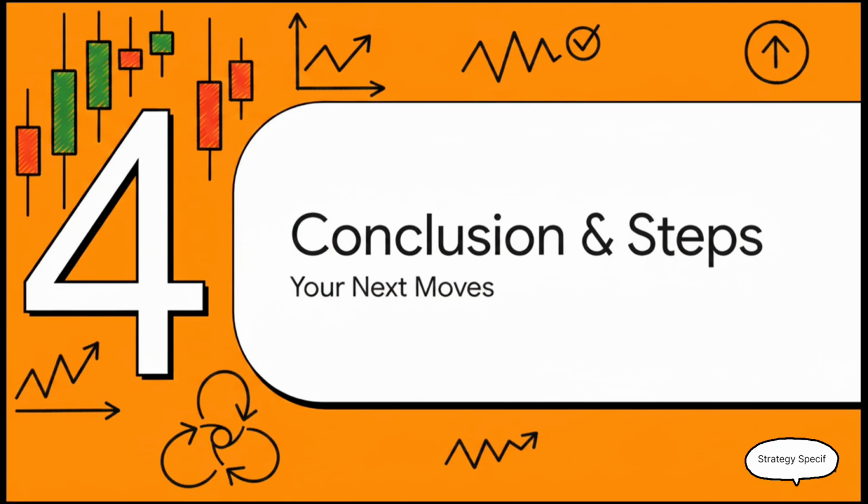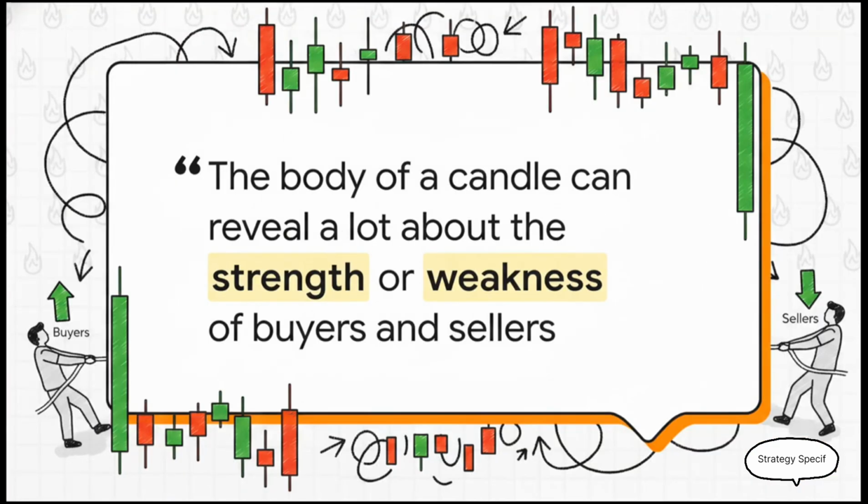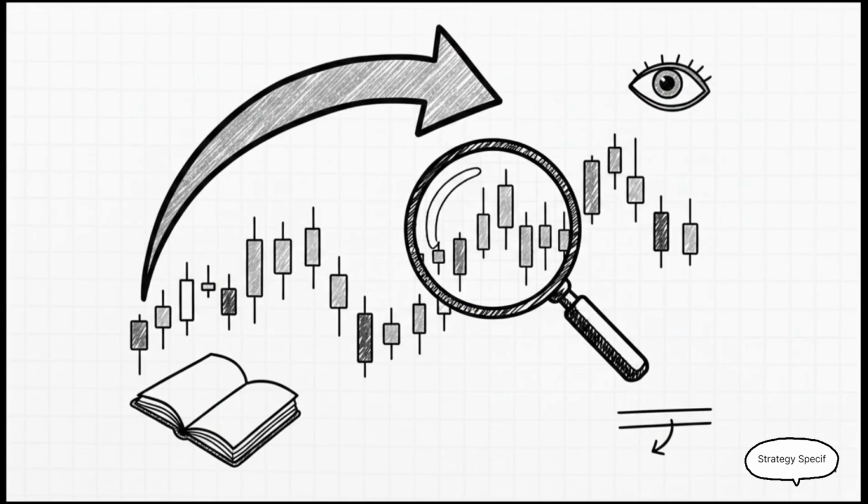All right, Section 4, Conclusion and Action Steps. We have covered a tremendous amount of ground in this explainer today, from the anatomy of a wick all the way to advanced confluence theory. Let's quickly summarize your immediate next moves. Always remember this foundational philosophy. Every single candle is a visual tug-of-war. You see, the market isn't just random math. It is an intense, emotional battle between buyers and sellers. The shapes, the bodies, the wicks, they are simply telling you who is winning that exact battle at any given moment.